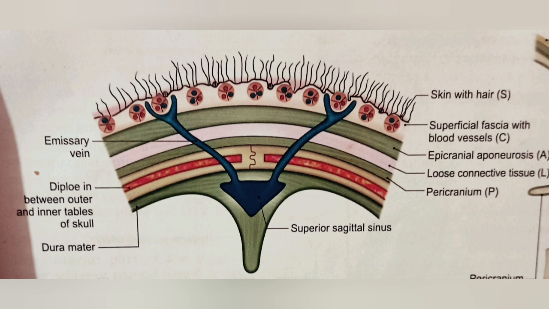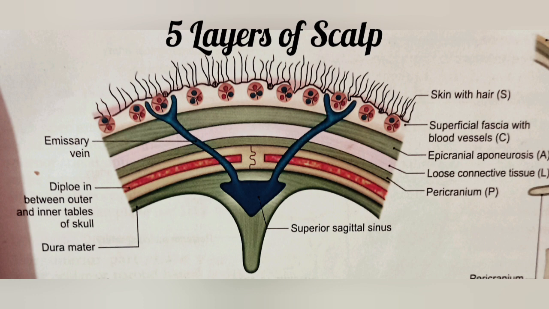Now we will see the structure of the scalp, which covers the cranial vault. So what is the structure of the scalp? The scalp is made up of 5 layers. These layers are the skin, the superficial fascia, epicranial aponeurosis, loose connective tissue and the pericranium.